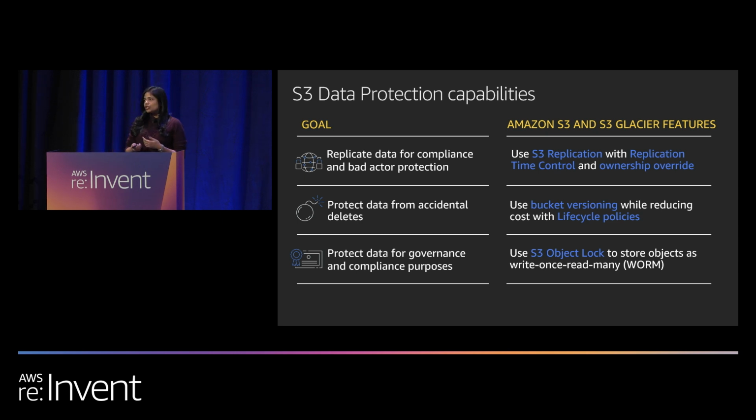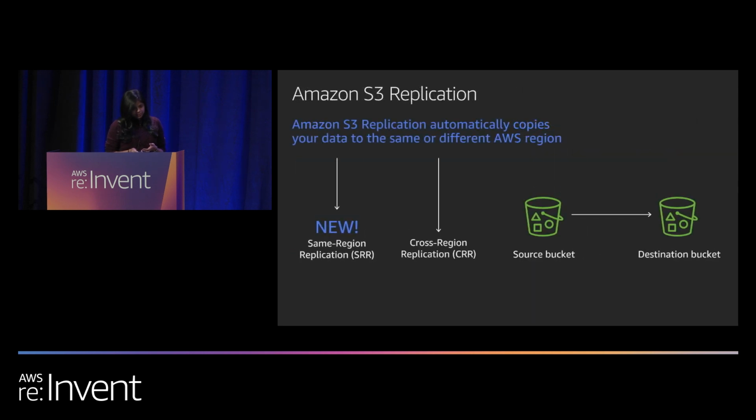Or you can enable versioning to retain the previous versions of your object. Or you can use object lock to actually lock down your objects for governance or compliance purposes by writing them in write once, read many form. Let's start with S3 replication.